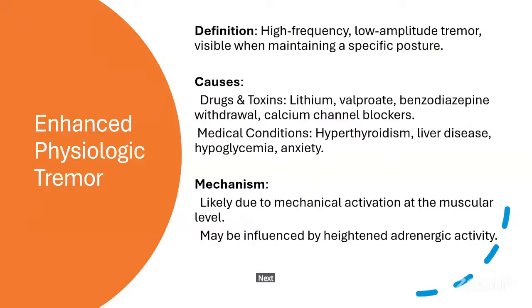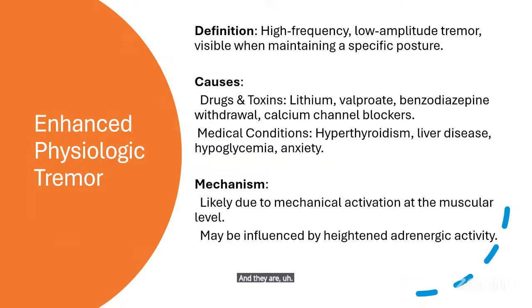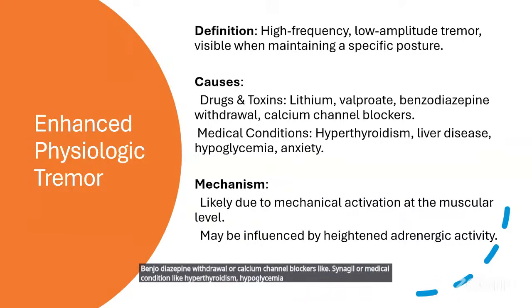Next. Second is enhanced physiological tremors. They are high frequency, low amplitude tremors visible while maintaining a specific posture. The causes are drugs or toxins like lithium, valproate, benzodiazepine withdrawal, or calcium channel blockers like cinnarizine, or medical conditions like hyperthyroidism, hypoglycemia, anxiety, liver diseases.